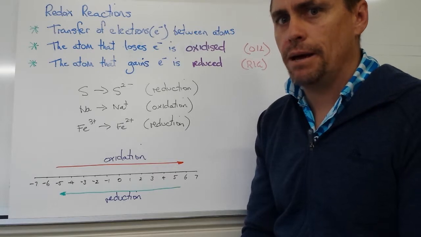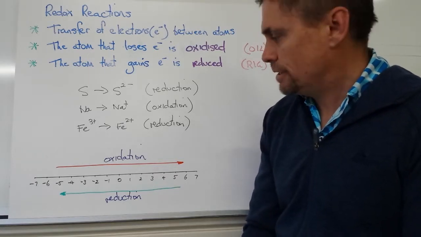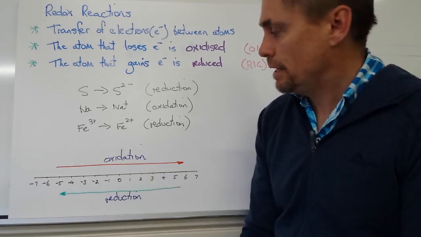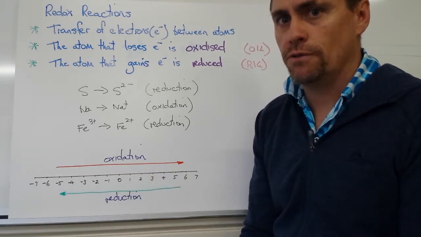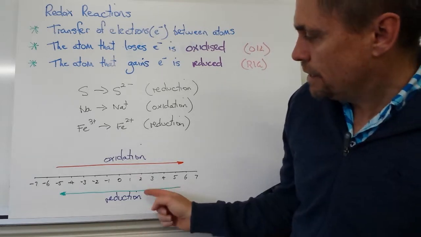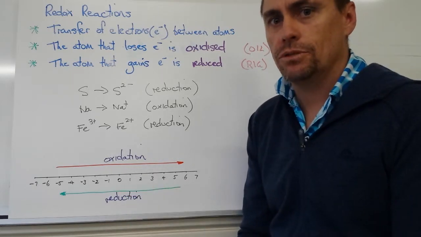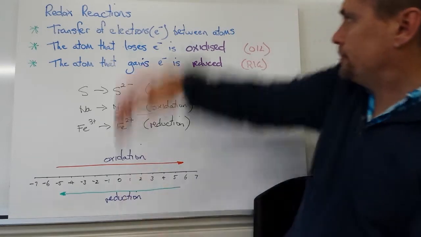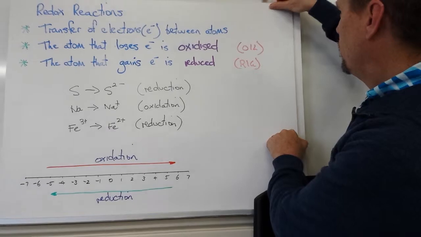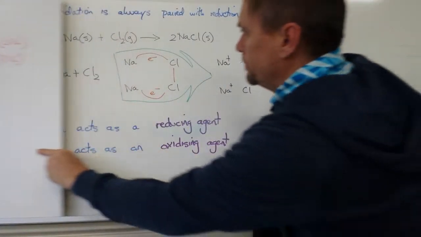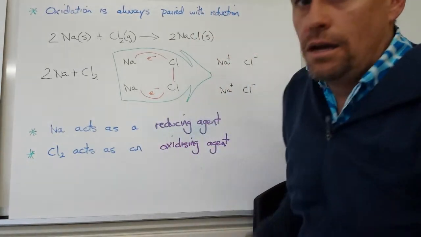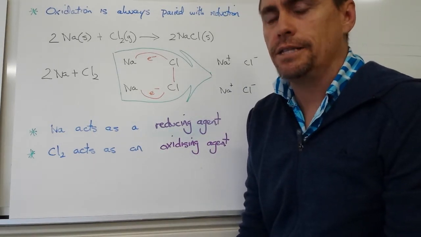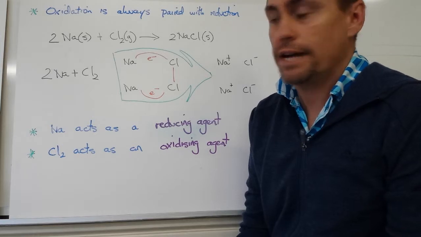A nice way to remember oxidation and reduction is to draw a number line. The more positive we become, or the electrons that we lose, is the process of oxidation. On the other hand, the more negative the atom becomes, or the more electrons it gains, the more that atom is reduced. Oxidation is always paired with reduction, hence we get the term redox reaction.